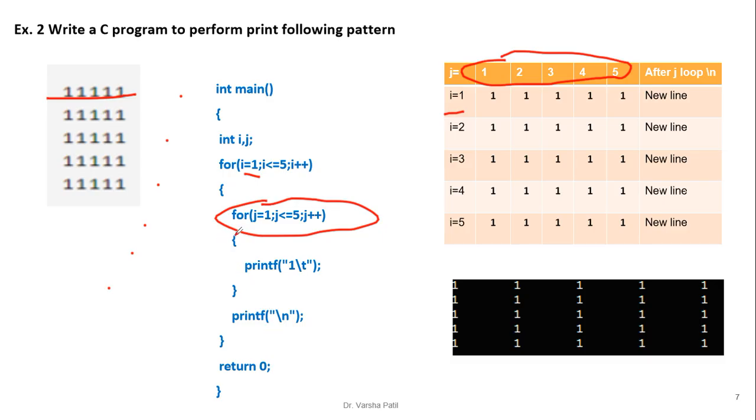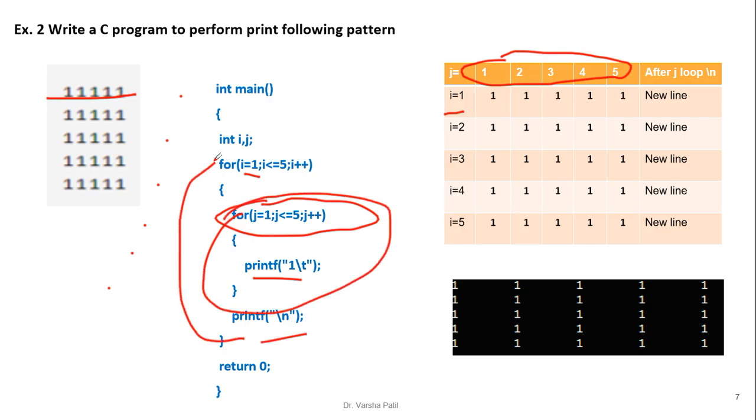There is actually no need to use opening and closing brackets, because only one single statement is there. But so that you are not confused, when you get practice, there is no need to use opening and closing brackets if one statement is there, but there should be no confusion. That's why I have used opening and closing brackets. So this is nothing but the j loop ends. After that you print the slash n, and then it will continue the next iteration of the outer loop.